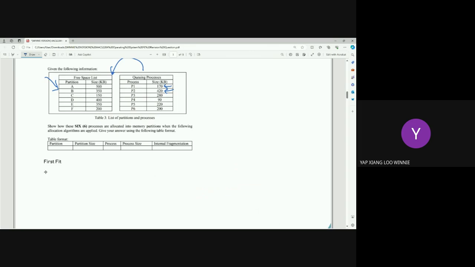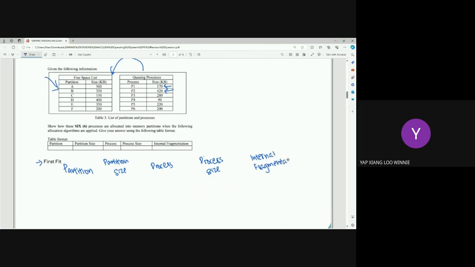Okay, the first one, first fit, which is the easiest one. How do we do the first fit? Okay, so because we have this table format, apologize if my handwriting is a bit jittery. I hope you can understand what I'm writing over here. So basically, I'm trying to copy the table only, and this is to ease the process at the last part. Okay, process size and internal fragmentation.